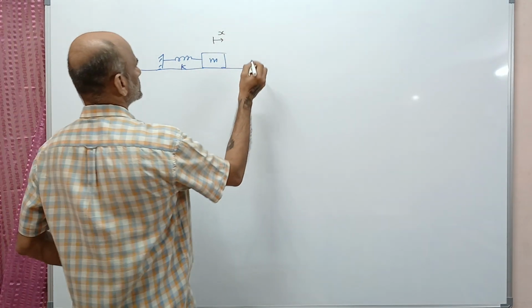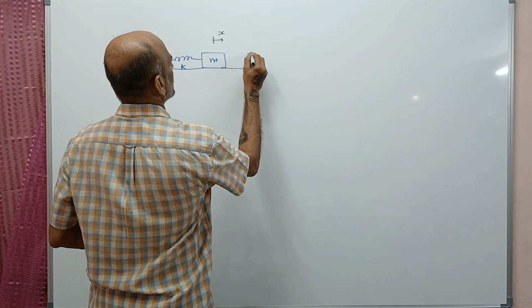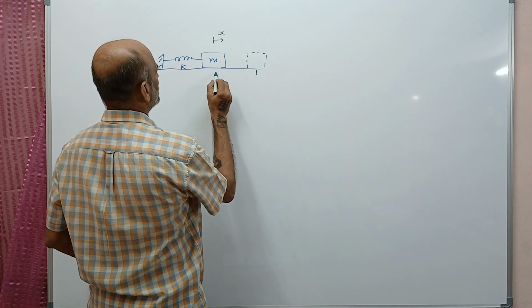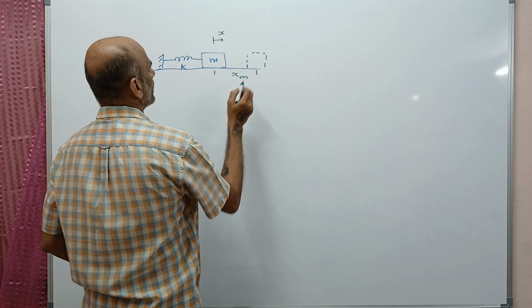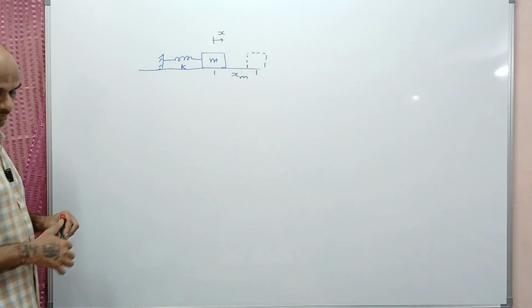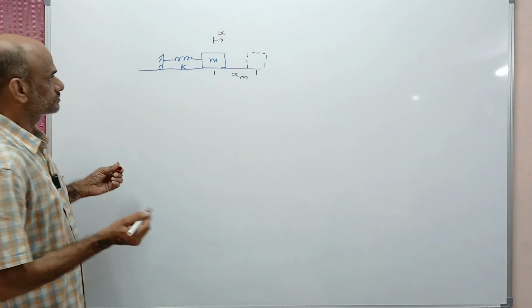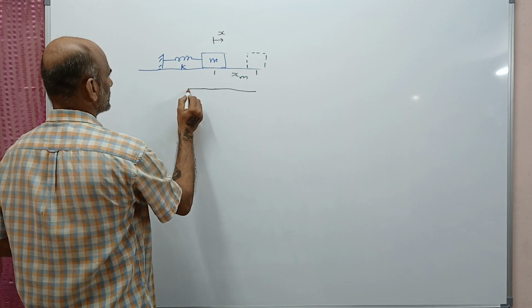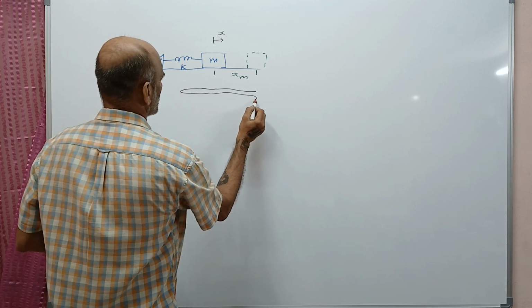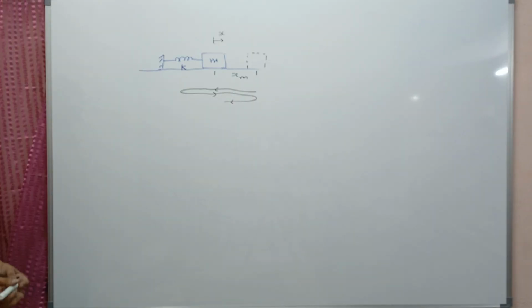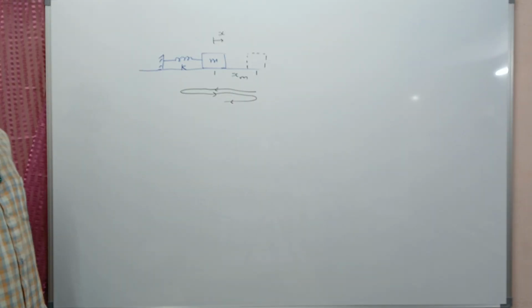I'll stretch it by an amount, say xm, from here to here. I'll pull this block to this xm and then leave it. So what will happen is this block will start oscillating. You come here, you have got some velocity, so it will go back and then come here. So this thing will keep on continuing. So this is simple harmonic motion. It's an oscillatory motion.